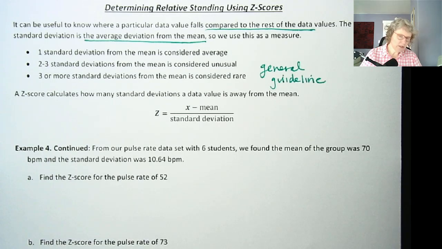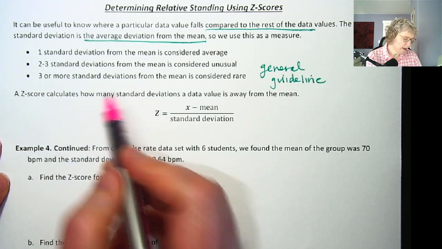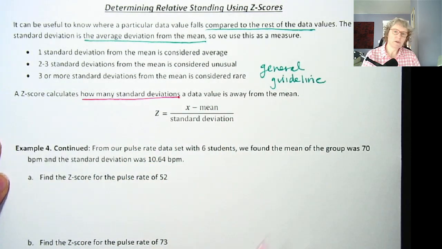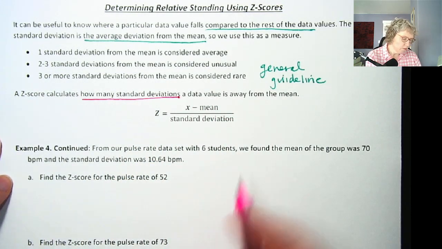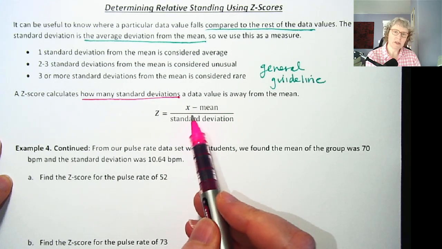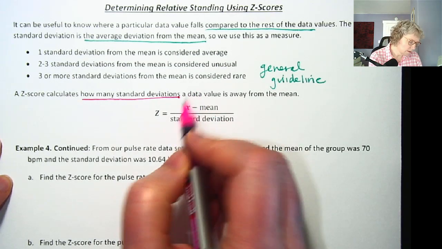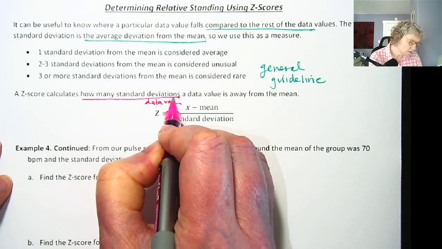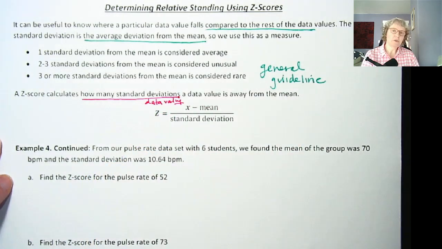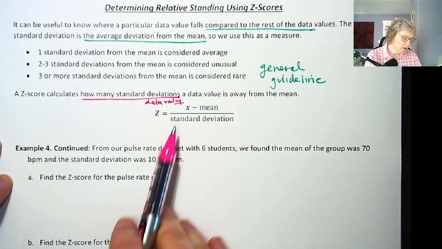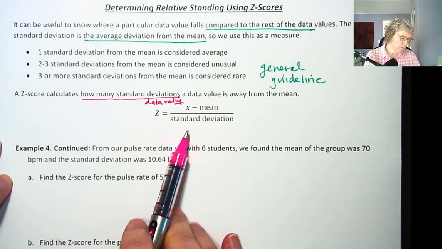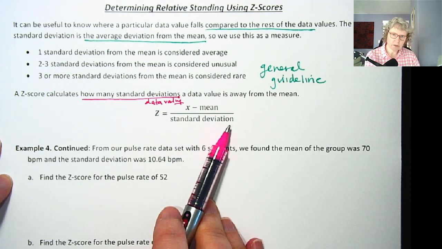Okay, so how do we calculate a z-score? I've got the formula here. What it measures is how many standard deviations a data value is away from the mean. So what we do is we take the data value we're interested in, that's our x. So each value has a z-score. Take the data value and then we subtract the mean, and then we divide by the standard deviation.